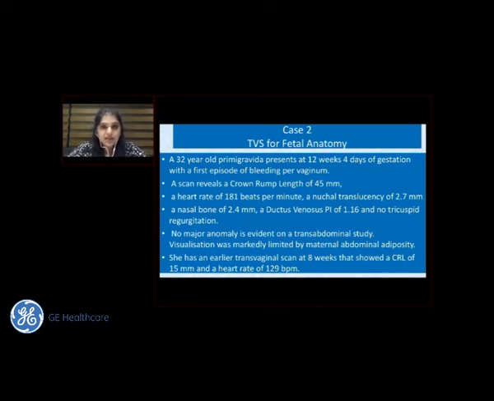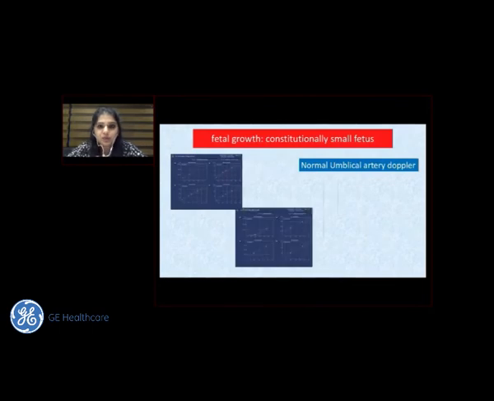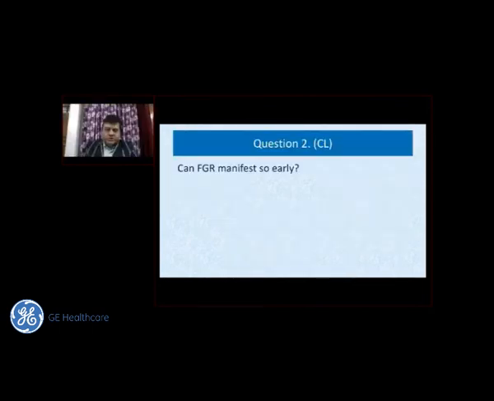At 12 plus 4 weeks, I was expecting a CRL of around 65 millimeters, whereas it is just 45 millimeters. So lagging by 20 millimeters is almost 1.5 to 2 weeks of lag here, and I would be really serious about this lag. So Dr. Chander, can FGR manifest so early?